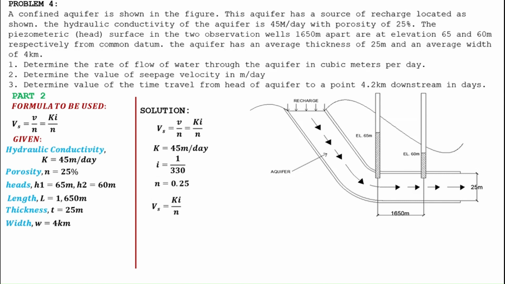Substituting all of these values to our formula, seepage velocity is equal to 45 meters per day times 1 over 330 over 0.25. Seepage velocity is therefore equal to 0.545 meters per day.